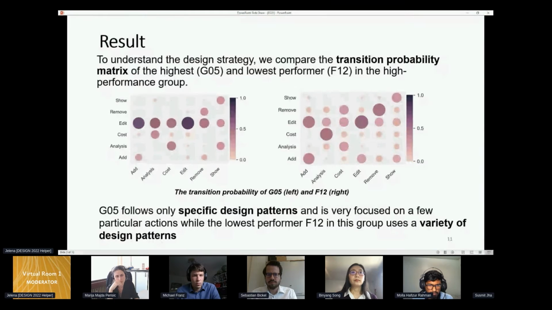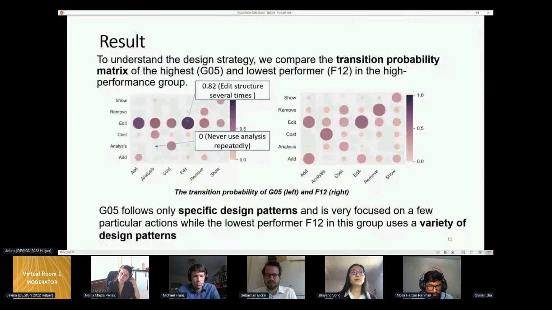The transition probability of G05 indicates that this designer uses edit to edit heavily, which is 0.82. Also, G05 indicates only a specific design pattern. For example, he did not use analysis to analysis repeatedly, while F12 uses analysis to analysis several times. It indicates that the high performance designers follow a specific design pattern, while low performance designers use different design patterns.